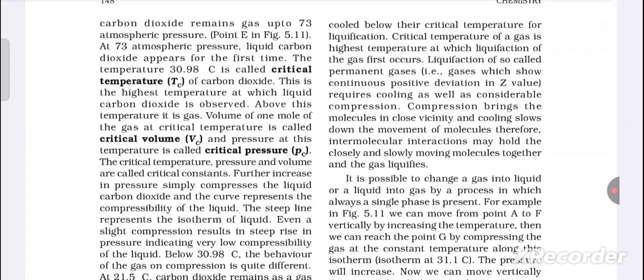Gases which show continuous positive deviation in Z value require cooling as well as considerable compression. Compression brings the molecules in close vicinity, and cooling slows down the movement of molecules. Therefore, intermolecular interaction may hold the closely and slowly moving molecules together, and the gas liquefies.